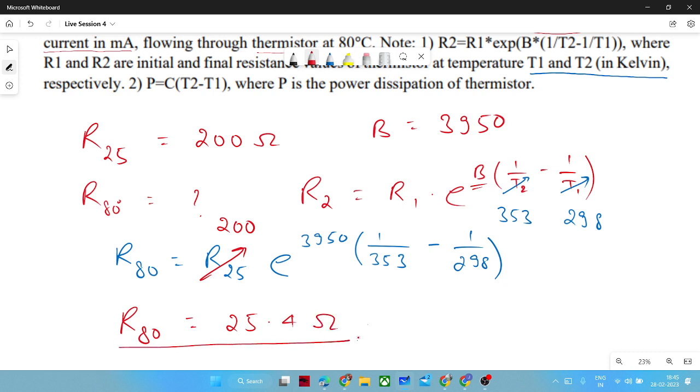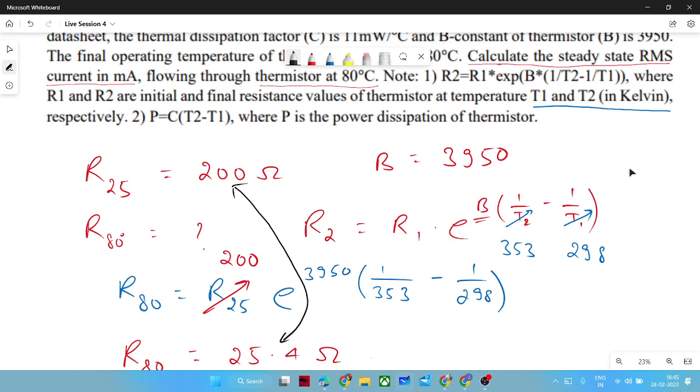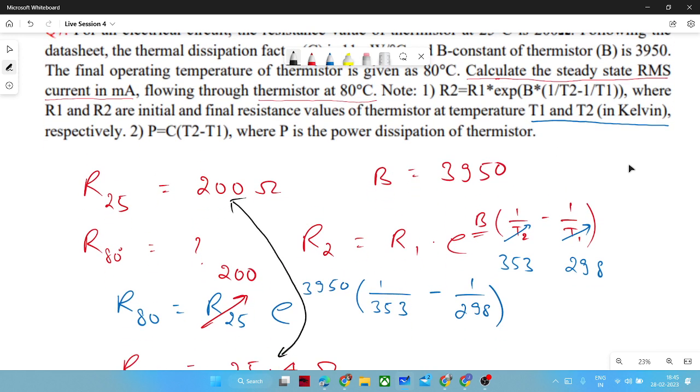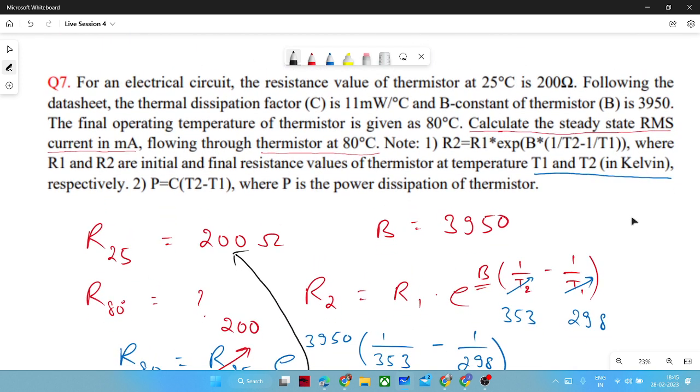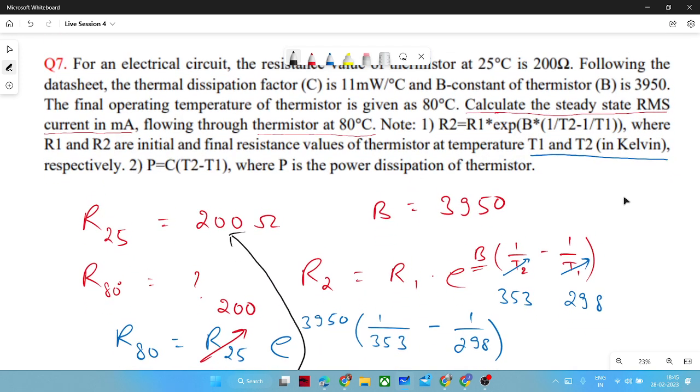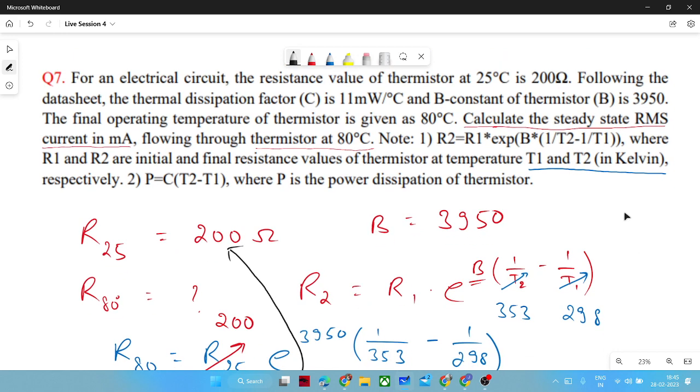Okay. So we can see that our resistance value has been dropped down from 200 ohm to 25.4 at a steady state. Okay. So that's the advantage. It's 8 times less than whatever it was initially. Now our objective is to find the steady state RMS current. Okay. So we do not have any circuit. Now we have to see the problem again, from where we can find out this steady state current.